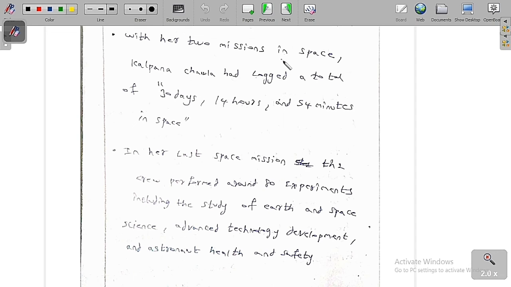So finally I can say that Kalpana Chawla was an American astronaut and the first woman of Indian origin in space.